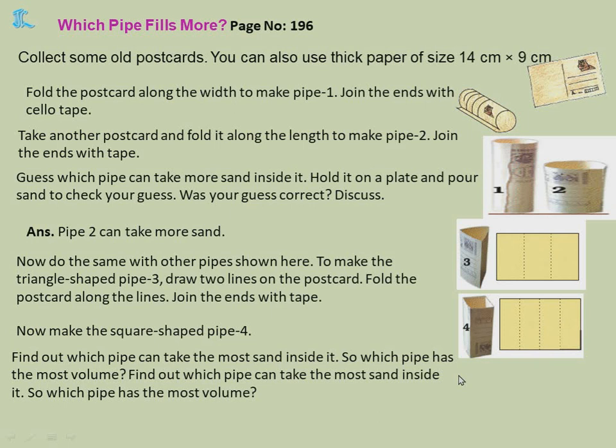Now the question is, find out which pipe can take the most sand inside it. So which pipe has the most volume? Sorry, it has been given 2 times here, only 1 time. Okay. Now all the four have been kept here, ma'am. What will be your guess? When you see this square one, how do you feel? It has more space in that, yes or no? So that's why we can put more volume in that. The square shaped pipe 4 has more volume. You can try this even with paper, put some sand in it and see which one has more volume.